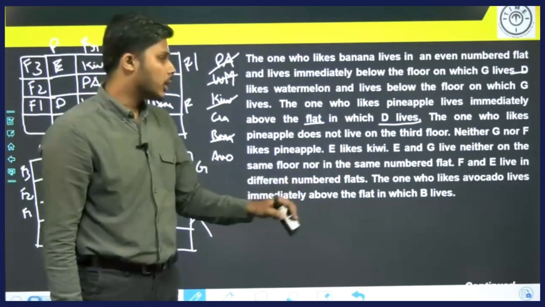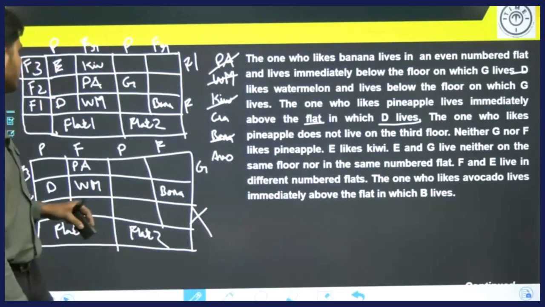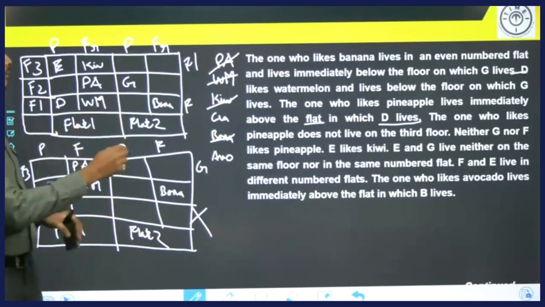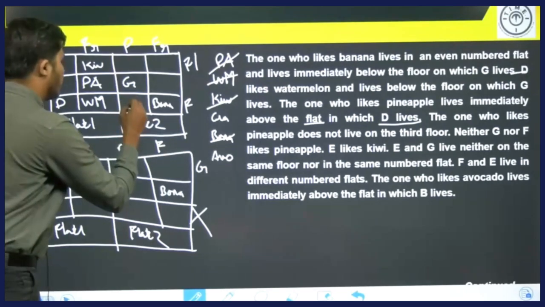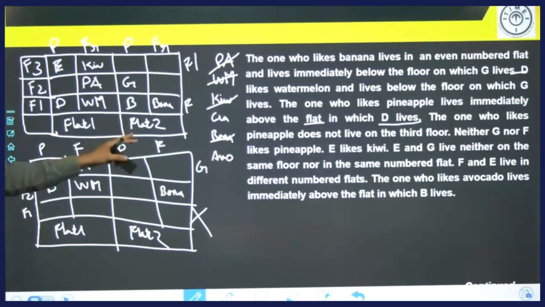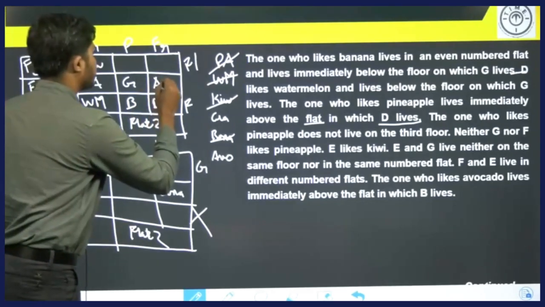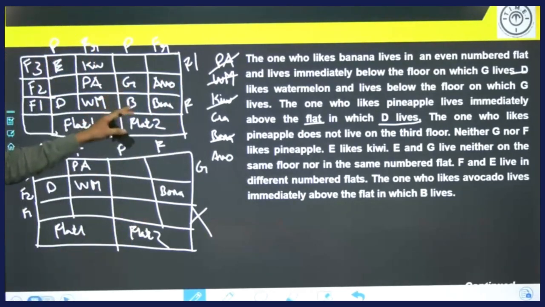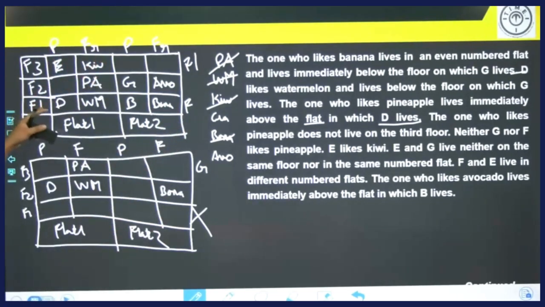The one who likes avocado lives immediately above the flat in which B lives. So B cannot live on floor 2 as G lives on floor 2. So B has to live on floor 1 and in flat 2. And G likes avocado. We know that F lives either on floor 3 or floor 1.